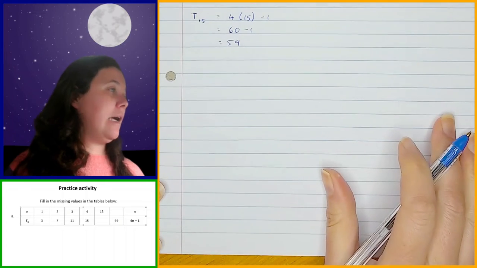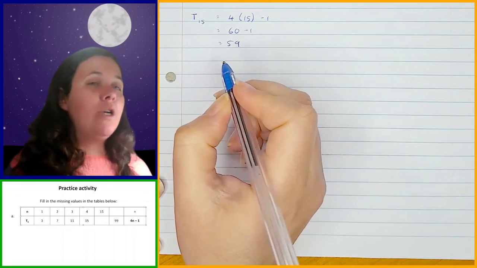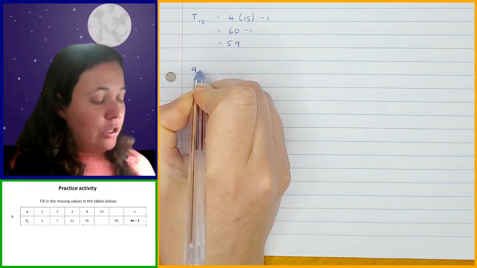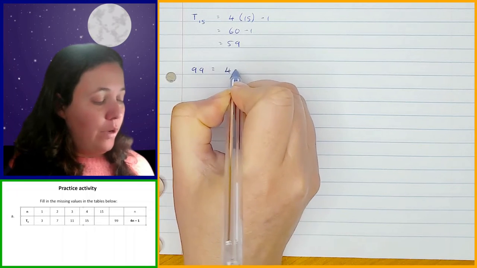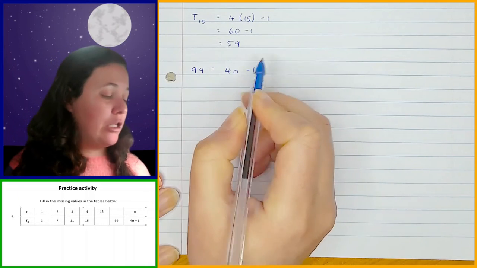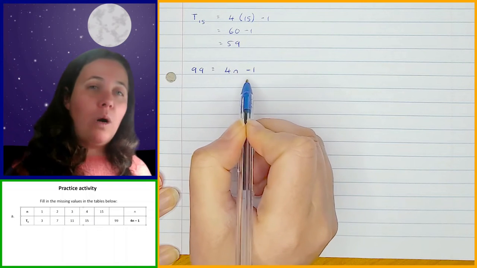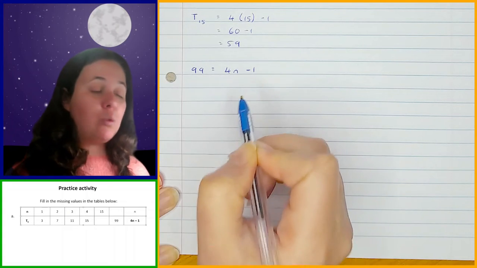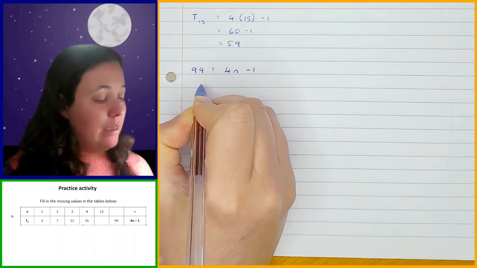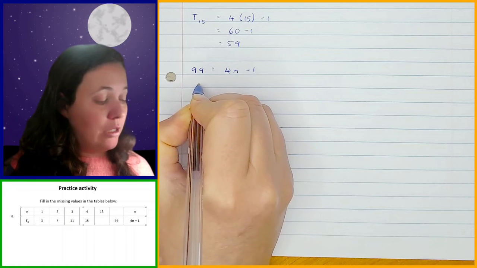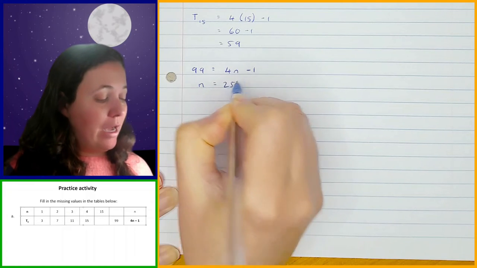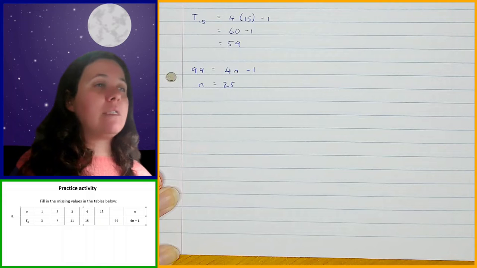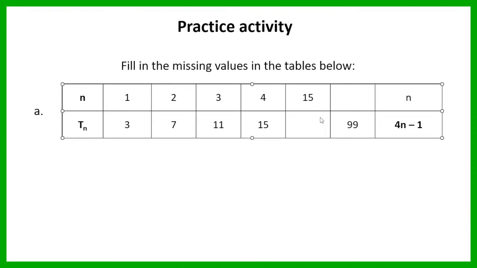And then for the other block that we have to fill in, we have to work out which term is equal to 99. So 99 equals 4n minus 1. And now we're going to work out, before I subtracted 1, what would this have been? It would have been 100. So 4 times what is 100? So 4 times 25 is 100. So n must be 25. So for these two blocks in your table over here, you should have got 59 and 25.